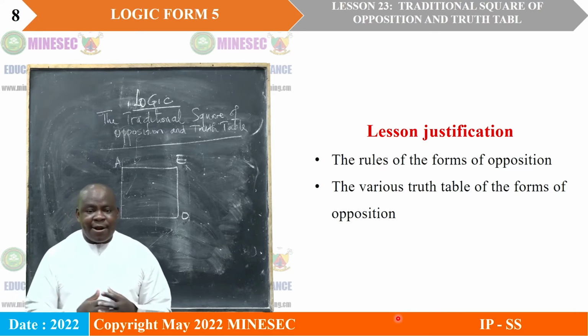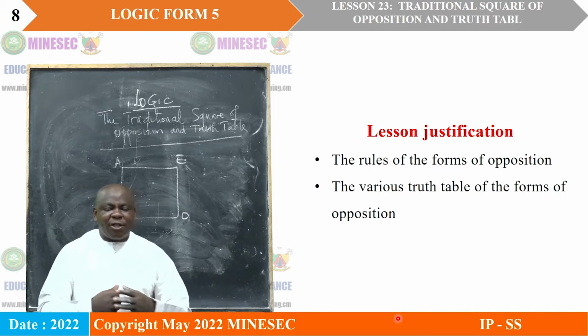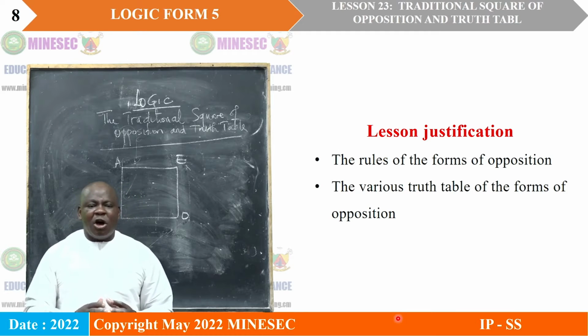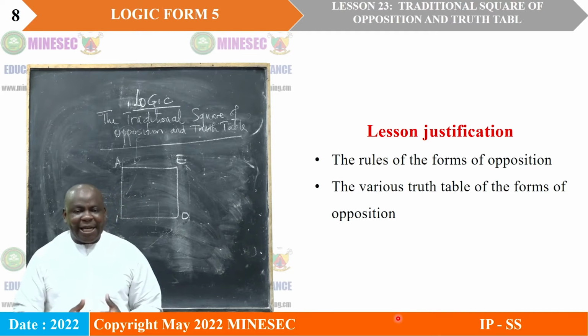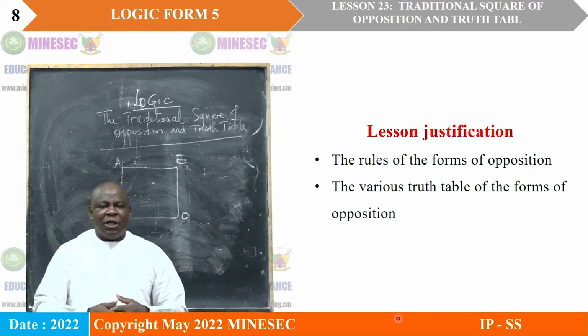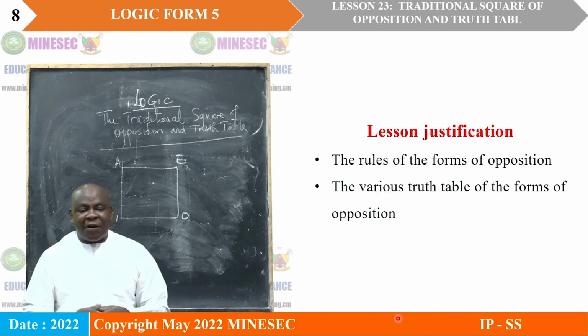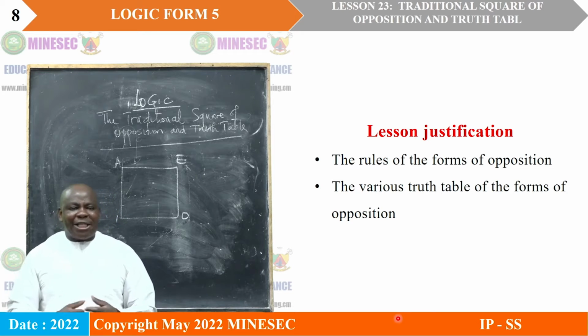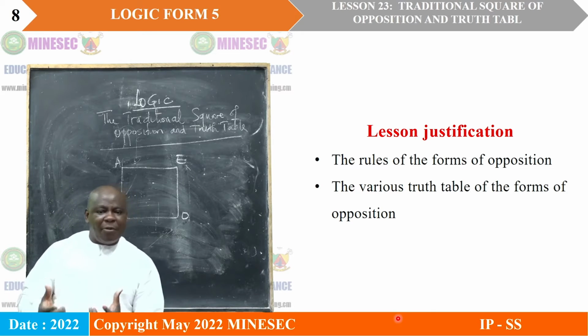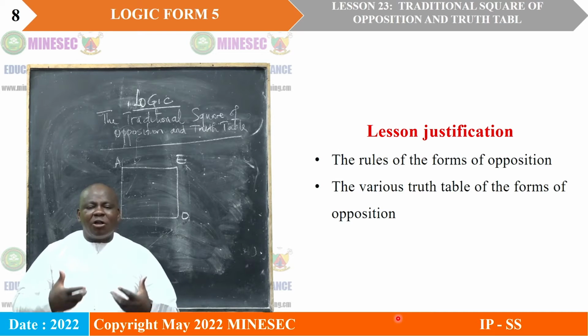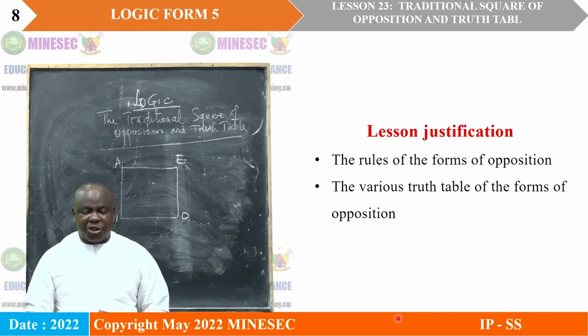At the end of my lesson, we are going to look at all the forms of opposition, that is, subordination, contradiction, contrariety and subcontrary opposition, as well as the truth table of all their forms of opposition.